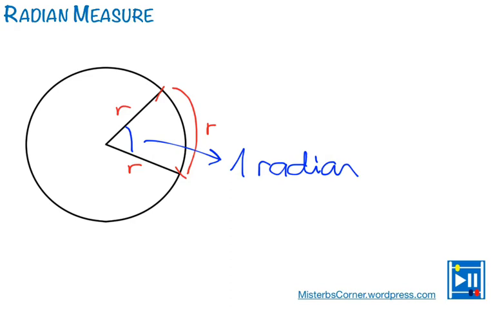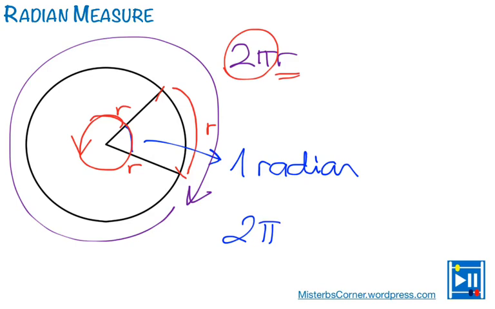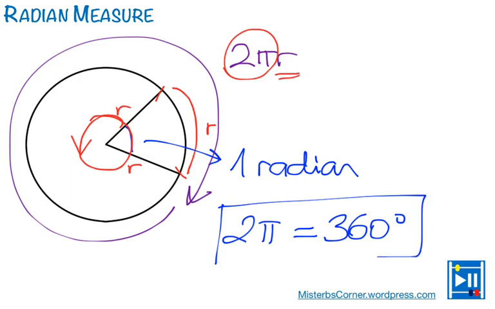Right? So when it comes to the full circumference, which is 2 times pi times r, just because we have the length being r, 2 pi becomes the radian measure of a full turn. So basically from here we end up saying that 2 pi radians is equal to 360 degrees. That's our equation.